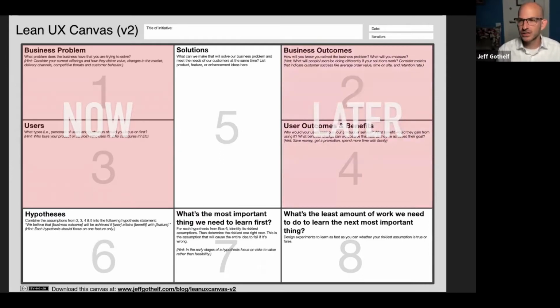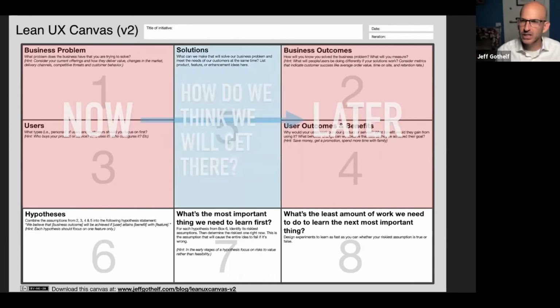The other side of the Canvas is the future. It's what we're trying to achieve later, or if you're familiar with the Toyota Kata, people call this the target condition, right? What are we trying to achieve in the future? And that's in box number 2. It's the business outcomes. So what are the behavior changes that we see in our customers that tell us that we have solved the problem? And box number 4 is the user outcomes. What are the users getting? What are the benefits that they get if we solve the problem for them? And our goal is to get from the current condition, from now, to later. That's the kind of narrative that we're trying to have.